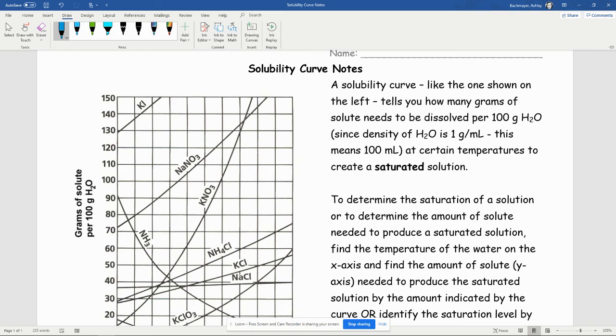We're going to be talking about solubility curves. I am trying to do this video so that you can see as much of the worksheet as possible that you have in front of you. Well, it's not a worksheet, it's your note sheet.